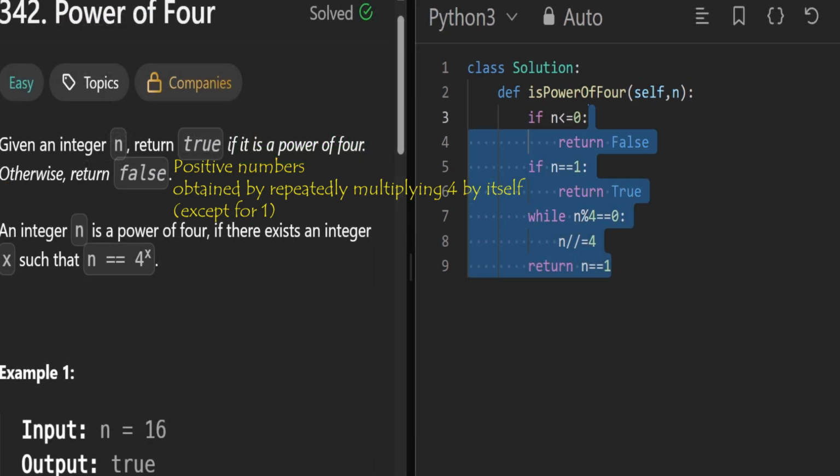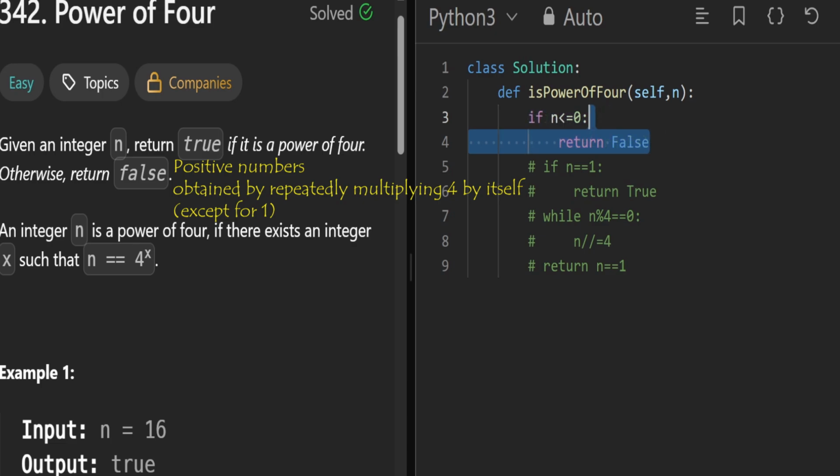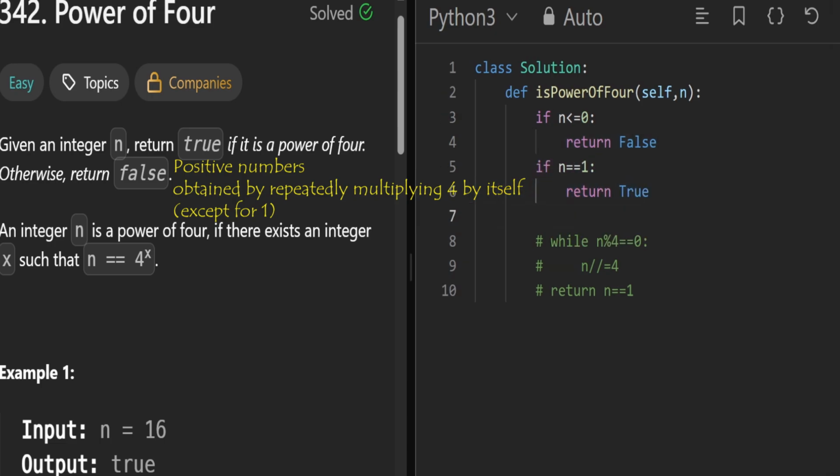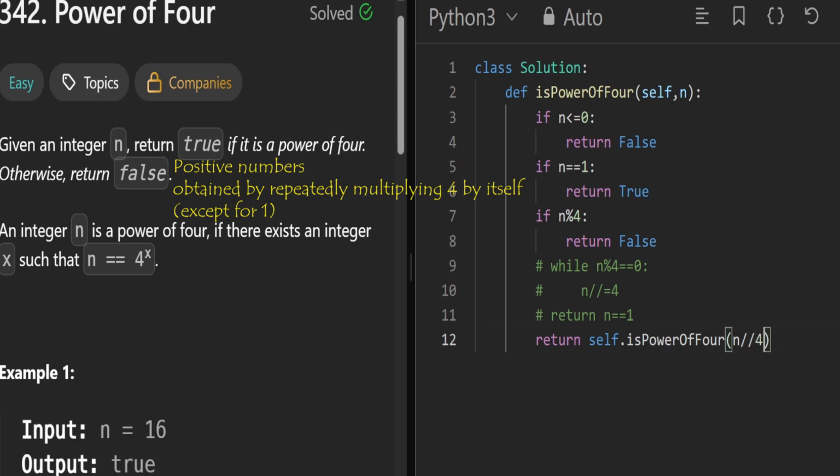Now, let's rewrite the same idea using recursion. First, we again check if n is negative or 0. If so, return false. In recursion, always establish base cases to stop the function from calling itself endlessly. The first base case: if n equals 1, return true. The second base case: if n is not divisible by 4, meaning the remainder is 1, 2, or 3, return false. Otherwise, recursively call the function with n divided by 4 until we hit one of the two base cases.